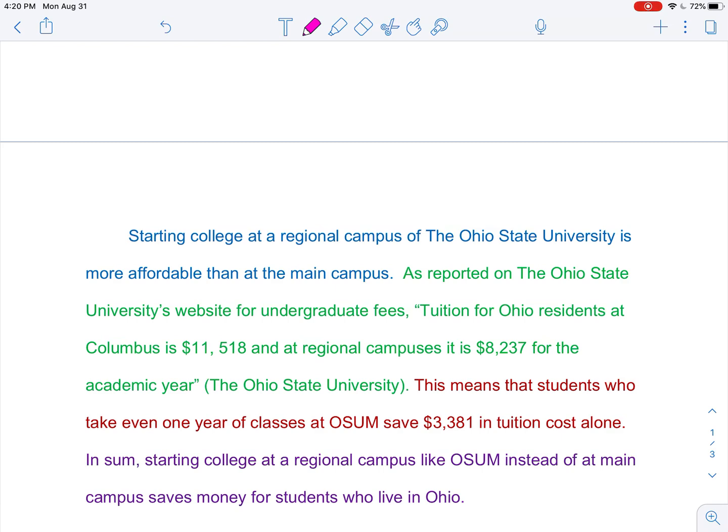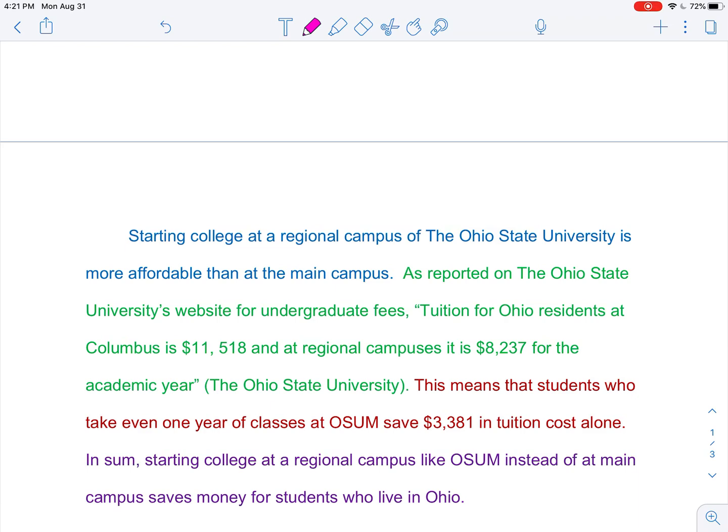So I've included my example. Now I have to explain what that example means or that evidence means. This means that students who take even 1 year of classes at OSUM save $3,381 in tuition cost alone. So notice that example starts off with the phrase, this means that. It could start off with something like, in other words, or this proves that, or this shows that, or things that signal phrases that let the reader know you're explaining.